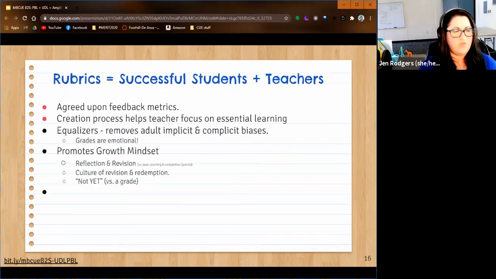So just some more thoughts about rubrics. I think that transparency is really an equalizer. It removes the emotional part of the grade and the implicit and complicit biases that we have, even though we try not to. And it also promotes a growth mindset: this is not a final grade. Maybe it's not there yet, but it's going to be, because I can change it, I can do better, I can revise, and I can have that redemption versus just bean counting, right?